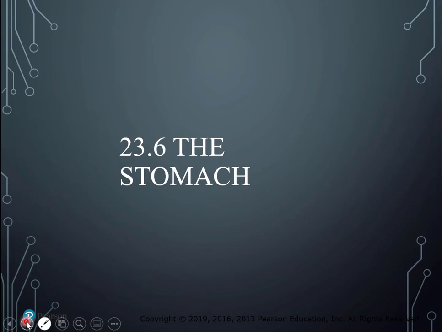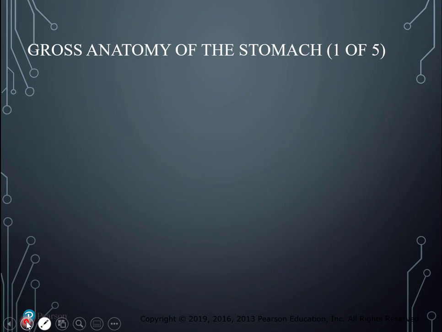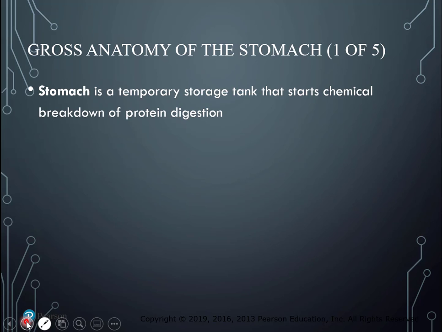So we get to the gross anatomy of the stomach. The stomach is just a temporary storage tank, but it's not really a useless tank. It's not just a holding area. It is already starting the chemical breakdown of protein digestion. It converts the bolus of food to a paste-like consistency.